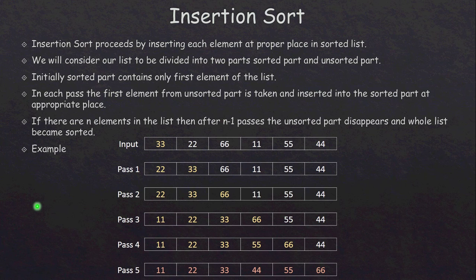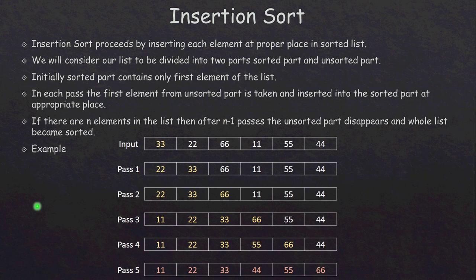In each pass, the first element from the unsorted part is taken and inserted into the sorted part at the appropriate place. If there are n elements in the list, then after n minus 1 passes, the unsorted part disappears and the whole list becomes sorted. So it's a simple way of inserting elements.